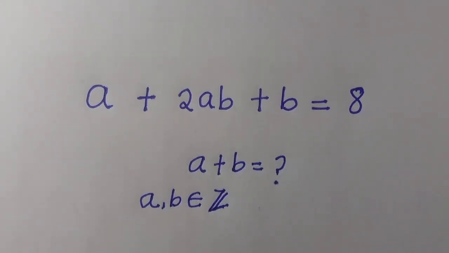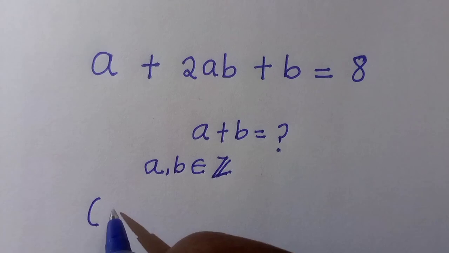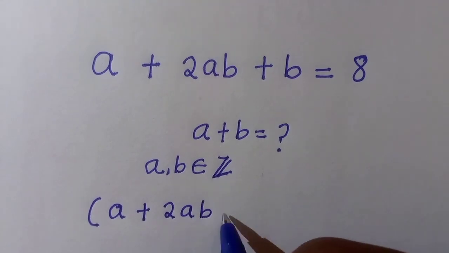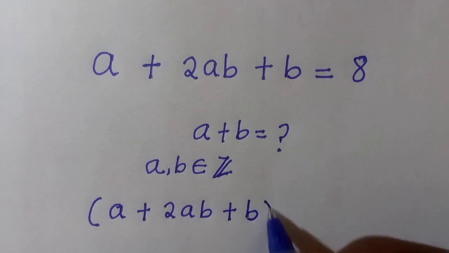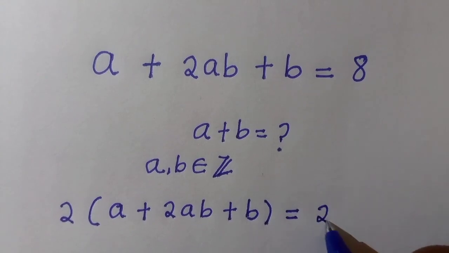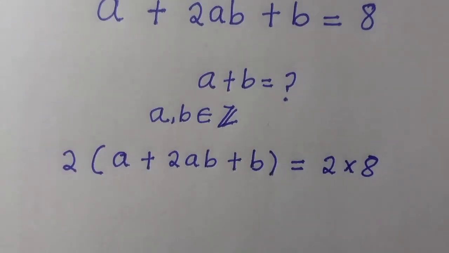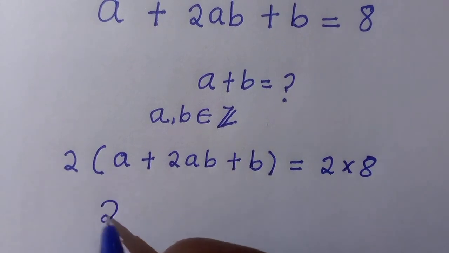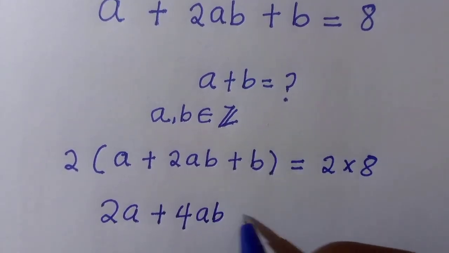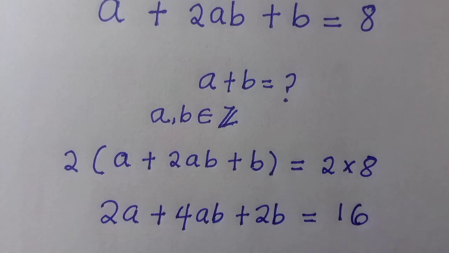What to do first is, from the original equation, we are going to multiply both sides by 2. Here we have a plus 2ab plus b. When we multiply this by 2, it equals 2 multiplied by 8. So when we open the parentheses, we have 2a plus 4ab plus 2b equals 16.